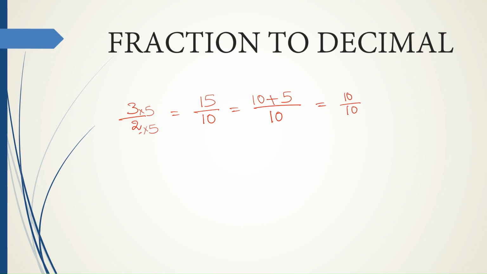Separating this, we'll get 10 upon 10 plus 5 upon 10. 10 upon 10, on dividing that, we'll get 1, plus 5 upon 10 can be written as 5 into 1 upon 10. So now this represents the ones place. So ones place, after that comes the point, and in the tenths place we have 5. 1.5. 3 upon 2 is a fraction and this is equal to 1.5.